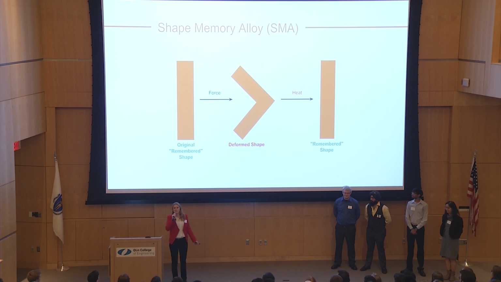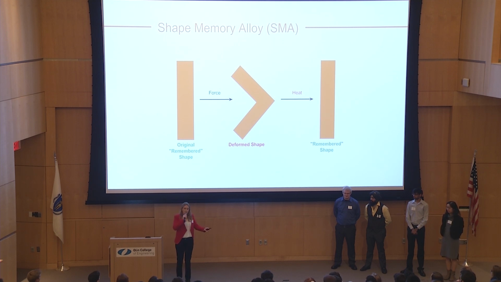Shape memory alloy is a unique metal. It has this property where it has an original remembered shape. For our purposes, we're going to say it's a straight line. You can then deform that shape with a force. So we're going to put it into this nice right angle here. And then once this shape is deformed, you can reheat it. When you apply heat, the shape memory alloy returns to its remembered shape, returning to a straight line.